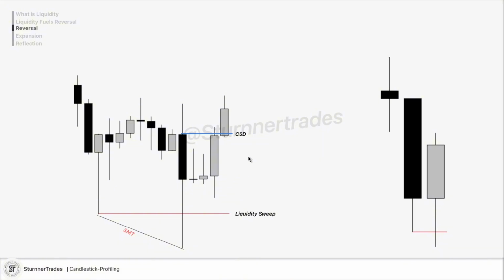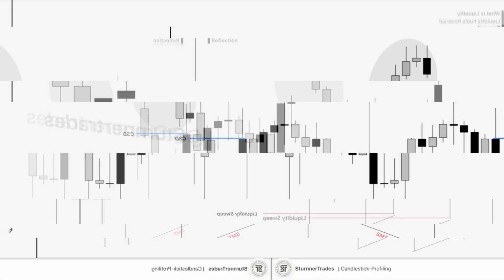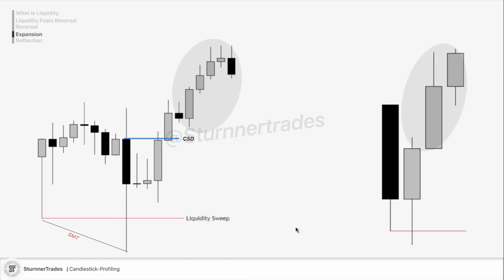This is where we start profiling into the expansion, because after a true reversal, price does not hesitate. It moves quick and leaves slow traders behind. So expansion comes after reversal, and to ride a big move, you need to be inside the leg, and that leg begins only after the reversal confirms. Look at this light gray shaded area on the chart. That's the expansion leg. This is where you want to be positioned. It's clean, it's directional, and it moves with intent.